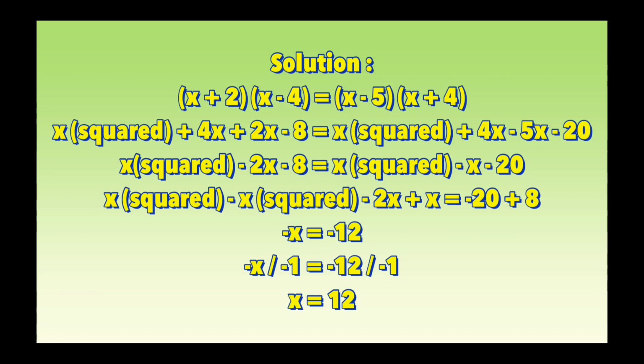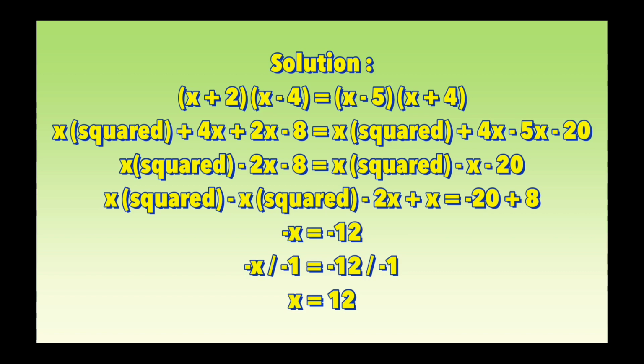We do this by multiplying. x times x equals x squared. x times negative 4 equals negative 4x. Positive 2 times x equals positive 2x. Then positive 2 times negative 4 equals negative 8. And that's for the left side of the equation. Now we come to the right side of the equation.